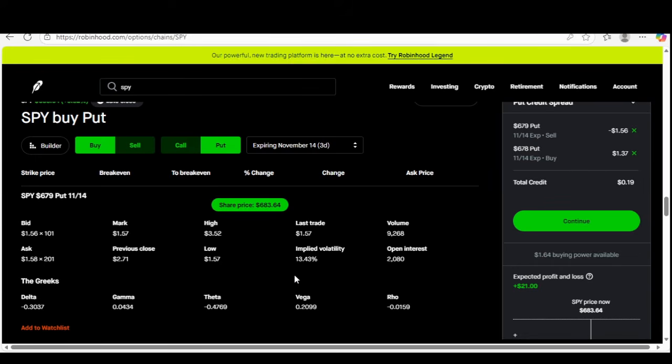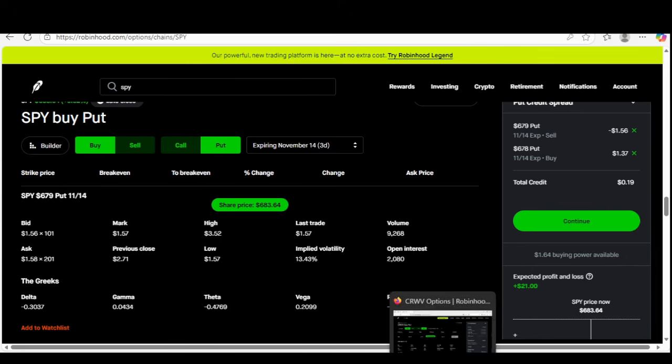Now, before I go back to CoreWeave, I want to show you something else as well. With CoreWeave, you're going to find it hard to get into the trades and get out of the trades. The reason for that is going to be because of the volume. As you can see here, like I mentioned, the SPY ETF is one of the most highly traded ETFs out there. So the volume on this contract is around 9,000. So that tells you it's easier to get into the option contract and get out of the option contract. Now let's go ahead and go back to CoreWeave.